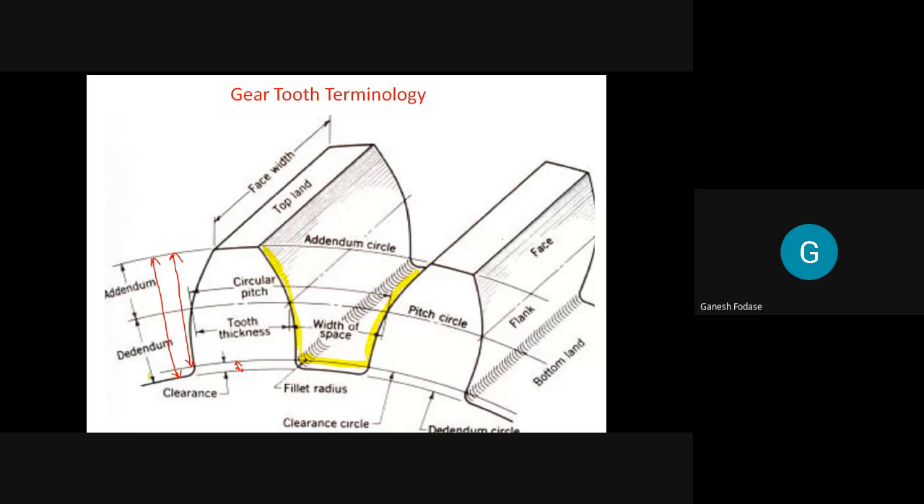Next part is along the axis. When we see along the axis, the portion of the gear tooth profile above the pitch circle is called a face, while the portion of the gear tooth profile below the pitch circle is called a flank. Now I'm defining terms along the axis. Let's say this is your pitch circle, seen along the axis, and the same for this gear.